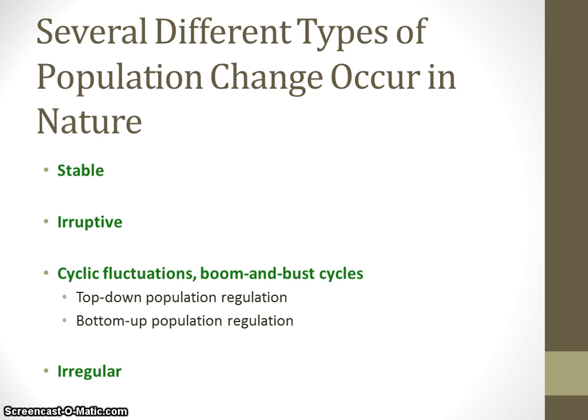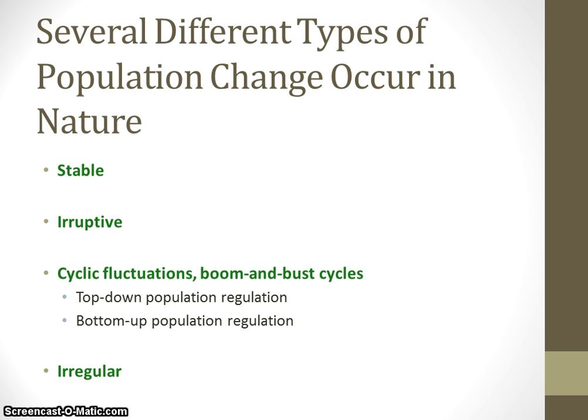Population changes occur over time in nature. There's 4 different types. Stable makes sense. A population doesn't change too much over time. An eruptive population is like the reindeer graph that I showed you a couple slides ago. We have this massive growth followed by a massive dieback, and then things will stabilize after that.